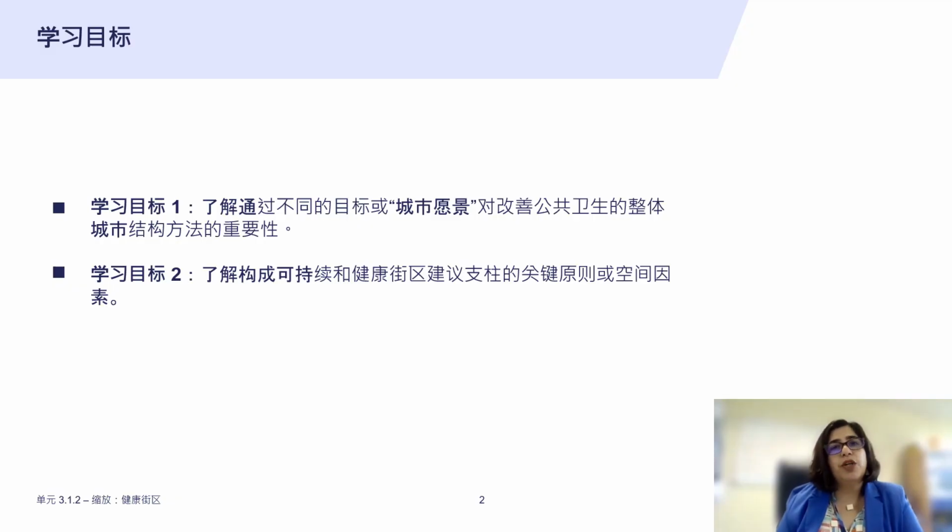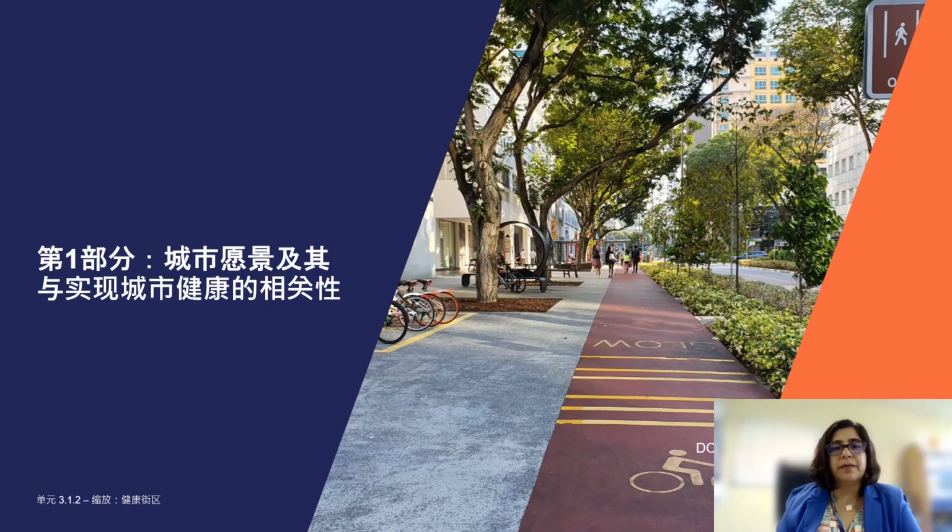The Zoom focuses on two main learning objectives, which are also used to structure the unit. The first objective is understanding the importance of a holistic approach to urban structure for improving public health through different objectives or city visions. The second learning objective is understanding the key principles or spatial factors that form a backbone of recommendations for sustainable and healthy neighborhoods. The first part of the unit focuses on the key objectives for urban development or city visions and their relevance to achieving diverse aspects of urban health.